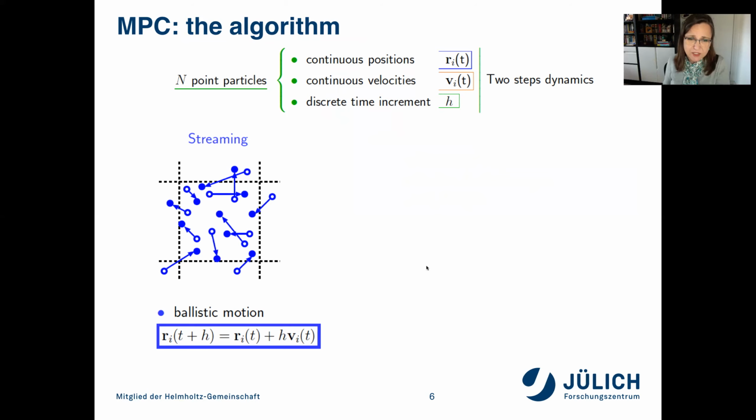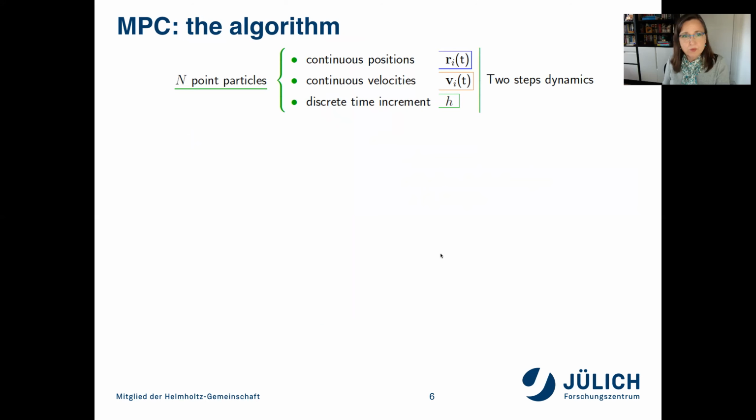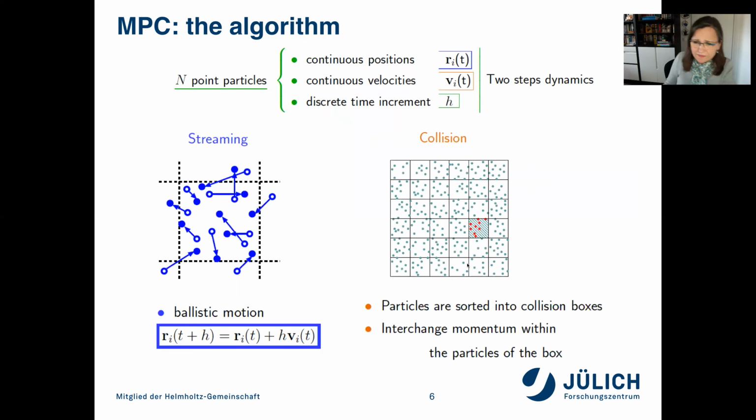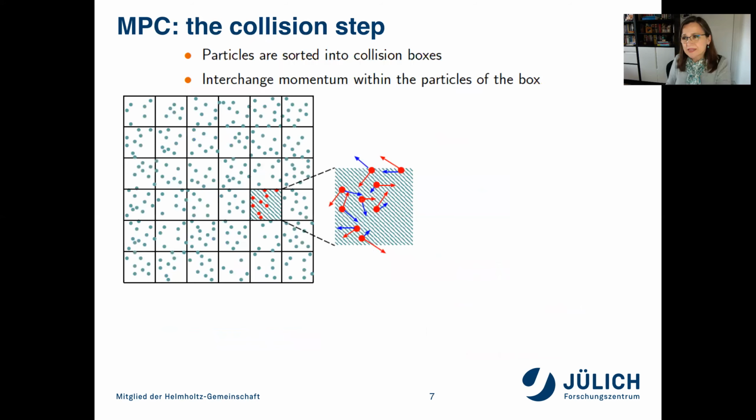And after this stream step, they stop to do the collision. And in this collision, the particles are sorted into boxes, and they are going to interchange momentum with all the particles that are in the same collision box. In principle, if you would like to take this collision precisely, you will need to know where all the other particles are and what is the relative velocity to each of them. But what is being done here is to coarse-grain and simplify that interaction very much.